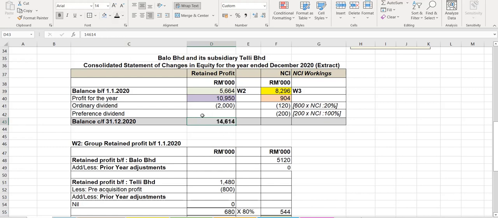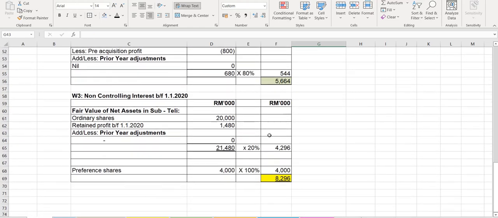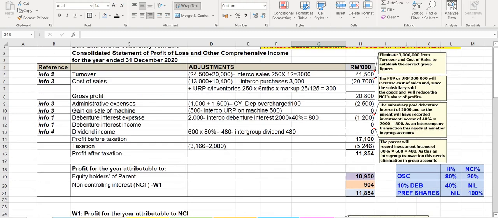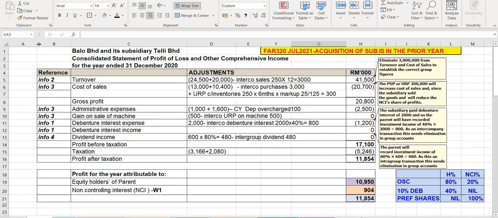So here is the balance carried forward at the end of the year for the group retained profit. This is the one that you will later transfer to the consolidated statement of financial position. This is the figure for the non-controlling interest relating to the share of profits, and this is 8880. And that's it. You are done with this question. This question is the final exam question, July 2021, where this acquisition is somewhere in the prior year.